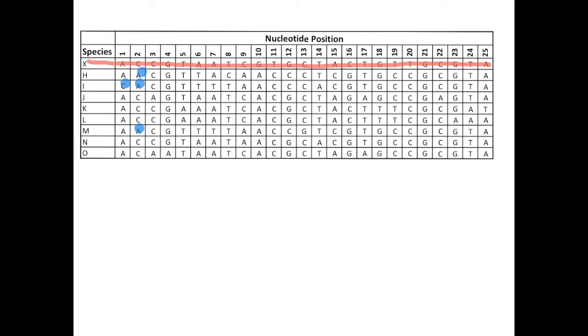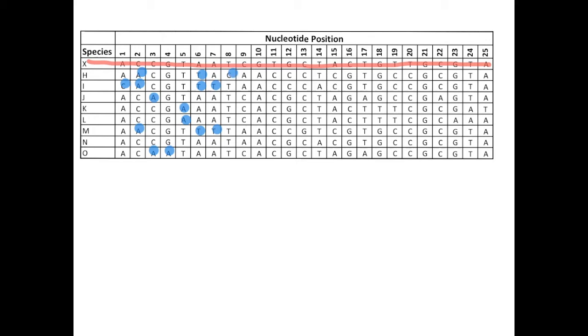3 is C. So there are 2 of them, A's. 4 is G. It looks like there's just one down here. 5 is T. So we have K and L that have A's. 6 is A in our outgroup. So T is different, and there are 3 of those. And 7, our outgroup is A, so same thing. We'll find our T's. There are 2. In 8, outgroup is T, so there's only one. That's C.